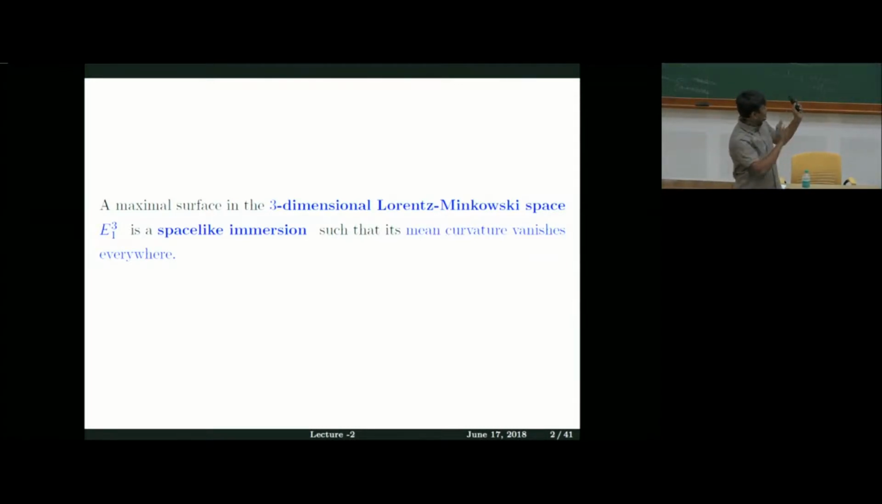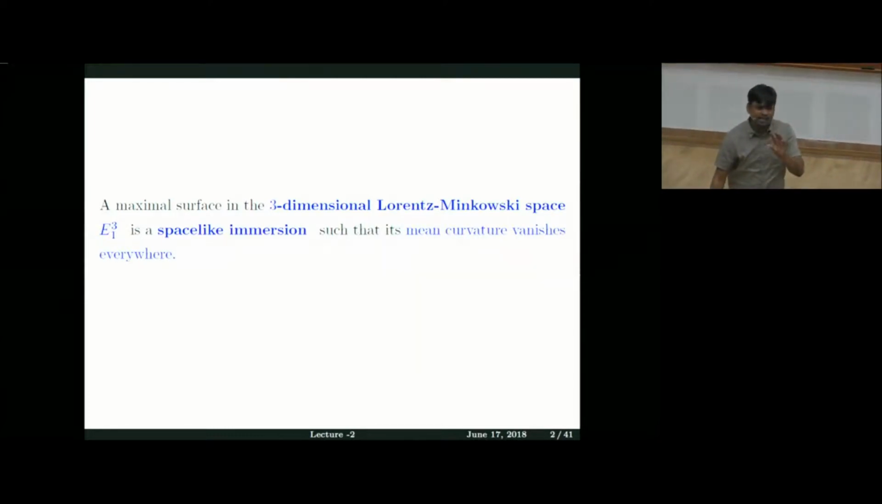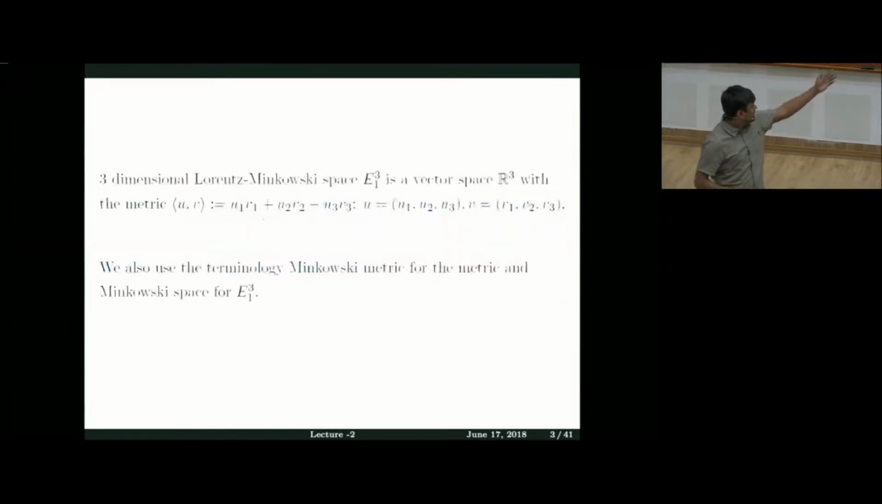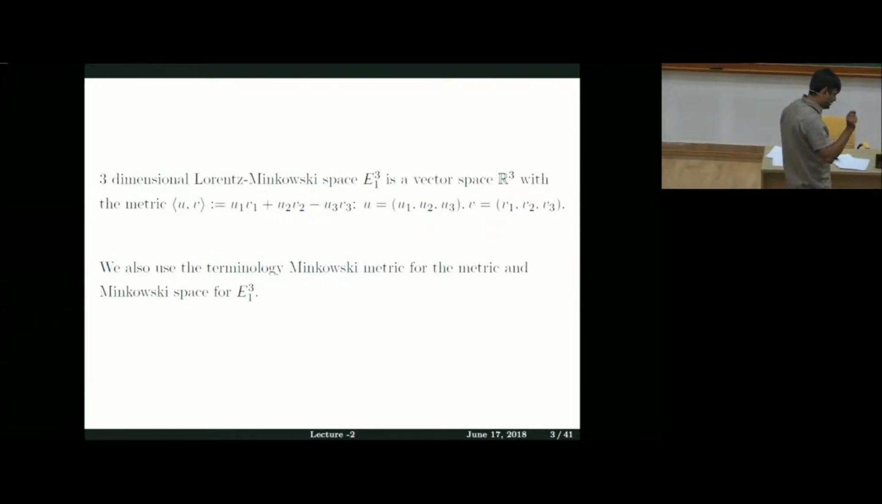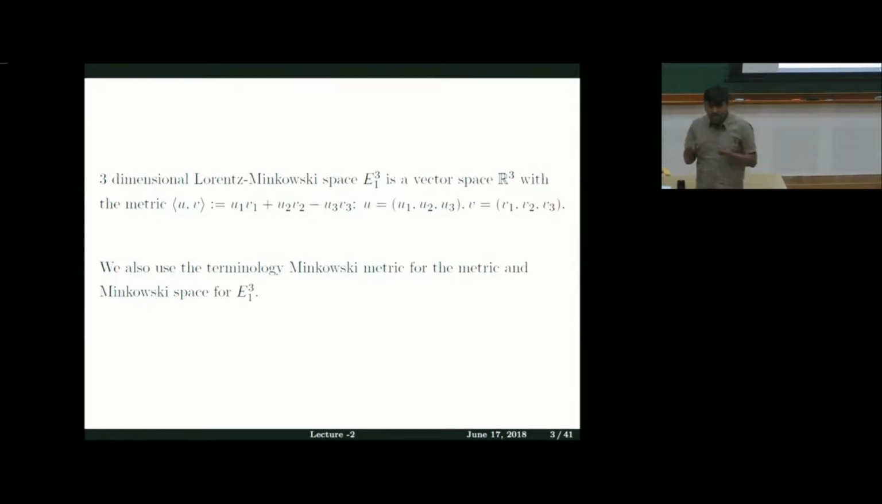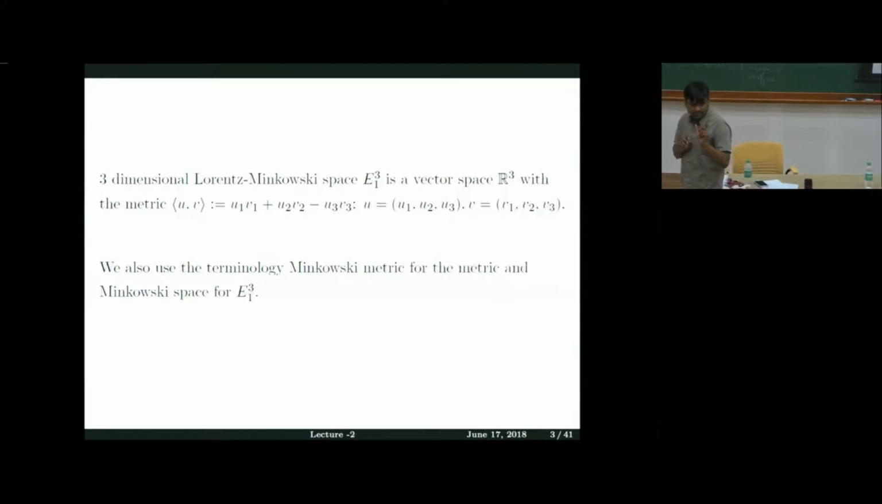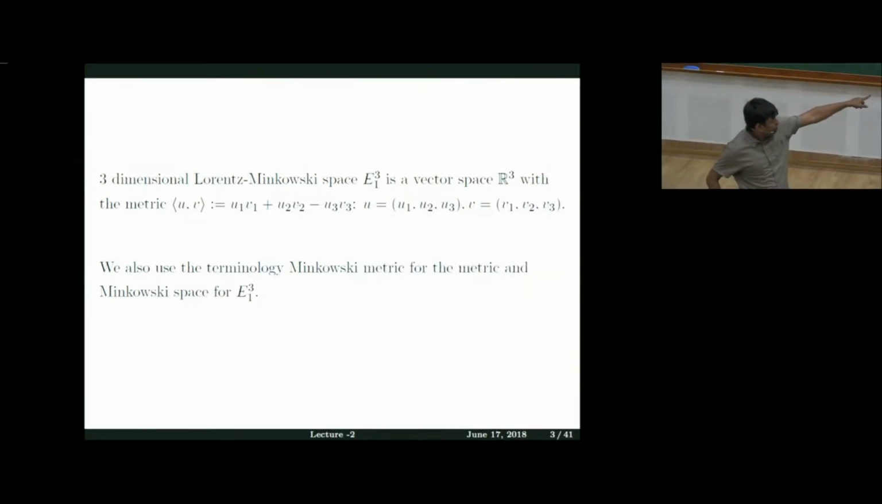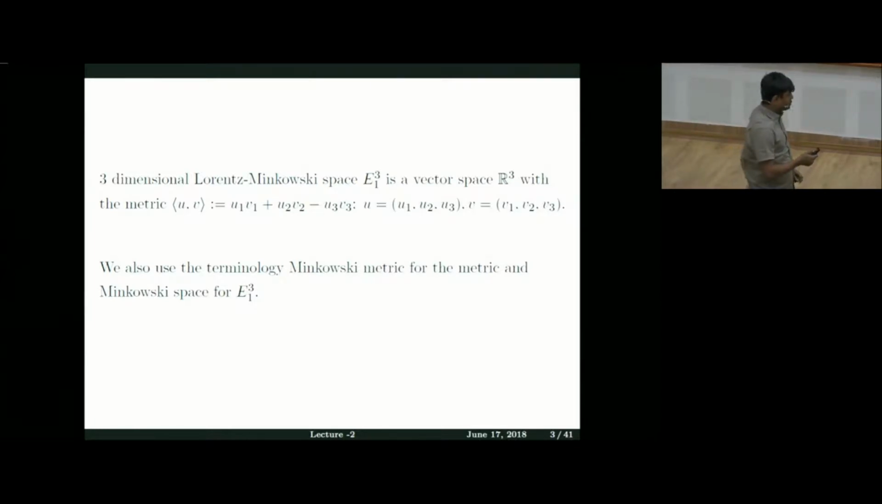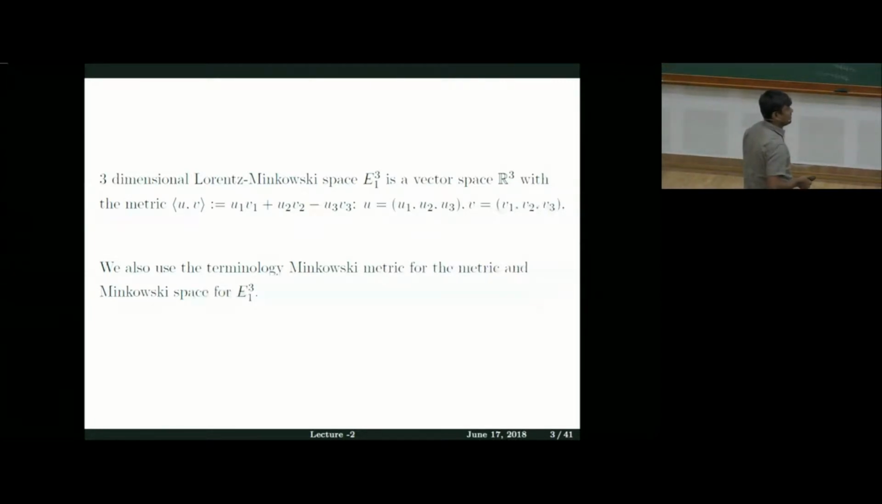And then we'll go to, so this is the notation we'll be using, E13. E13 is the Lorentz-Minkowski space. So what is that? It is the vector space R3 with a different metric. So it's a vector space, don't worry, it is just the same. Lorentz-Minkowski space is the vector space R3, but you define a bilinear form, which we will call the metric. So if u equals u1, u2, u3, and v equals v1, v2, v3, the last term has a minus sign. So this is a metric.